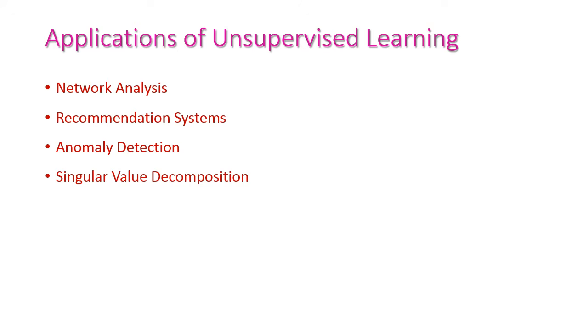Applications of unsupervised machine learning: these types of algorithms are very helpful in complicated analysis, okay, like network analysis, recommendation systems, anomaly detection, and singular value decomposition. Here the inputs are not proper, though we have to predict the exact output. In that situation unsupervised machine learning is very suitable.